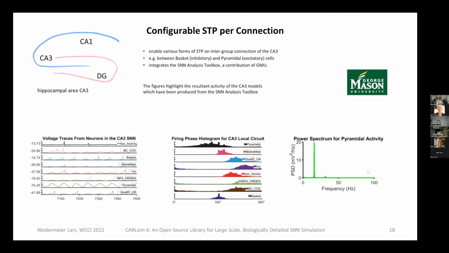Here is a project done by the George Mason group. It's a pretty amazing effort. They had a large, very realistic spiking neural network model of the CA3. They were able to simulate many different types of neurons and have very specific STP parameters assigned for each intergroup connection. As we can see from the figures, they're able to observe different activity and dynamics of different types of cells.